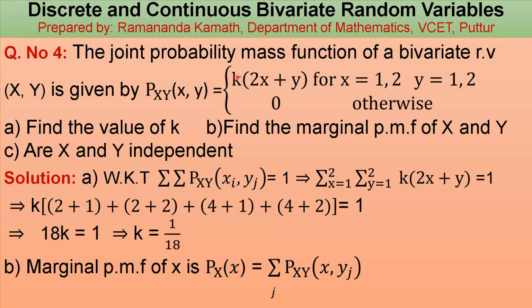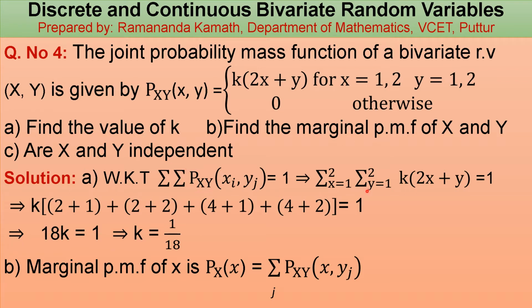Now since p_XY(x, y) is a joint probability mass function, its sum over all x and y values must be equal to 1. Since it is a bivariate random variable, its sum means sum over x and sum over y. So the double summation of p_XY(x_i, y_j) must be equal to 1. In the inner summation we take the sum over y, and in the outer summation the sum over x. Or I can write it as a double summation for x equal to 1 to 2 and y equal to 1 to 2.